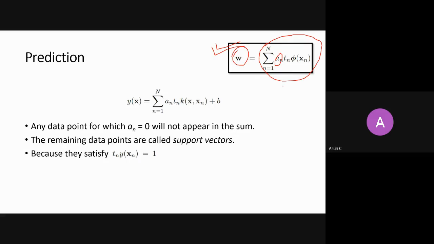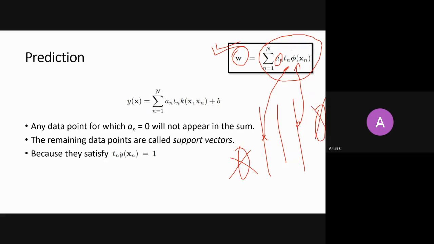So I repeat the sentence for clarity. There are so many points in your data set which are somewhere here, but there could be some points for which your Lagrangian an is not equal to 0. Only the respective terms will be present in this summation, and the rest of the terms will be 0 and will not participate in deciding W. So you can always calculate your W by seeing only these support vectors, because the rest of the terms are 0.